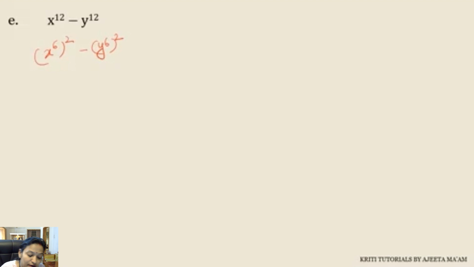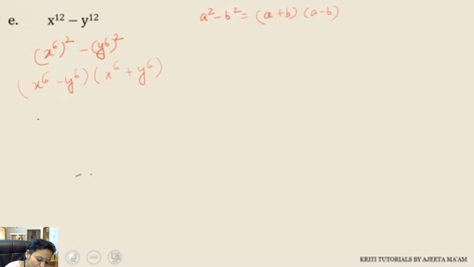So now we can use the identity of a square minus b square, which will give you what? a plus b and a minus b. So what can it be written as? x raised to 6 minus y raised to 6, x raised to 6 plus y raised to 6. Now, 6 can be reduced to cube power as well as to the square power. So, let's reduce it to the cube power now. Right? So, we can write it like this.